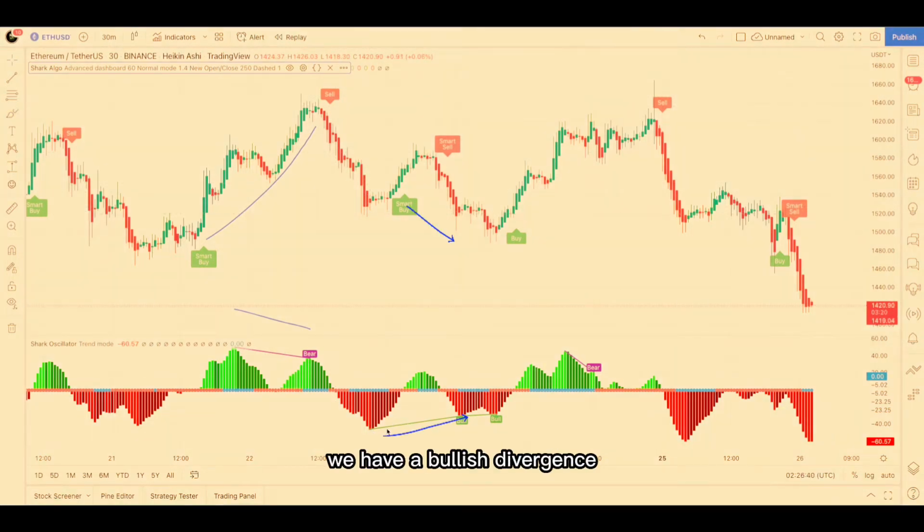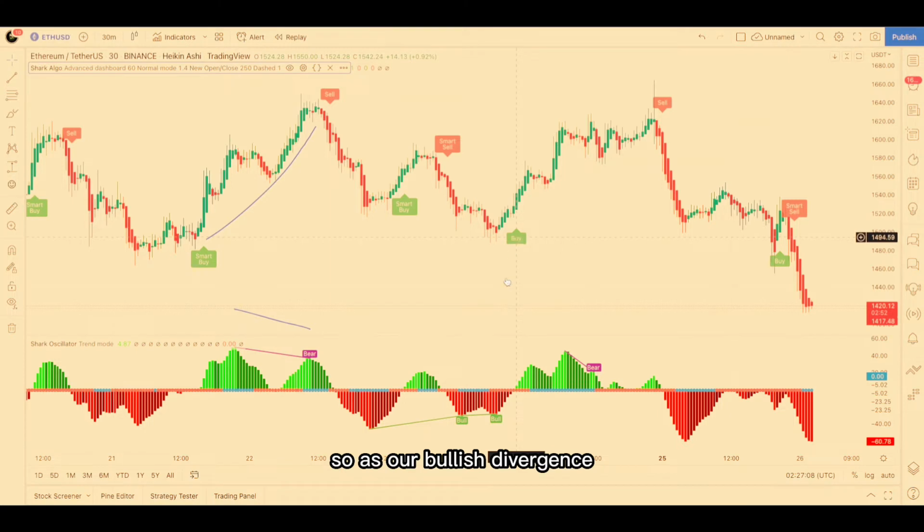So as you can see over here, we have a bullish divergence. So what does that mean again? It means the price was going down over here, but our oscillator identified that this was going in the opposite direction, going upwards. So as you can see here, the bright red bar was followed by a dark red bar, meaning the trend is getting weaker. As the trend is getting weaker, we got a bright green bar over here coupled with another green bar.